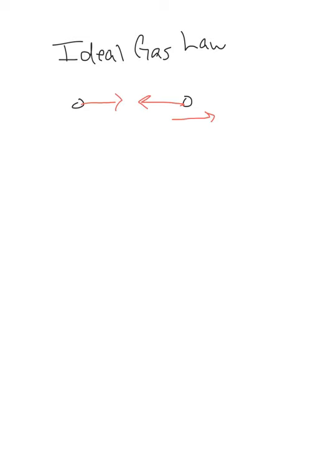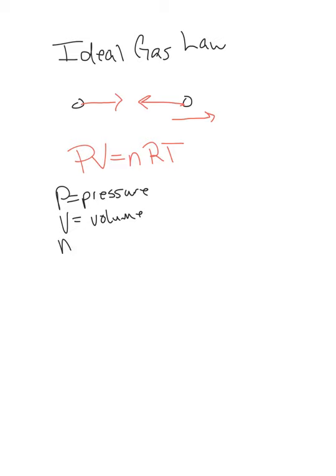a method of prediction. And so when scientists were combining all of Charles's, Boyle's, Avogadro's, and Dalton's laws together, they came up with this grand formula, and it's PV equals nRT, where P equals pressure, V equals volume, n equals moles. And I want to point something out here.